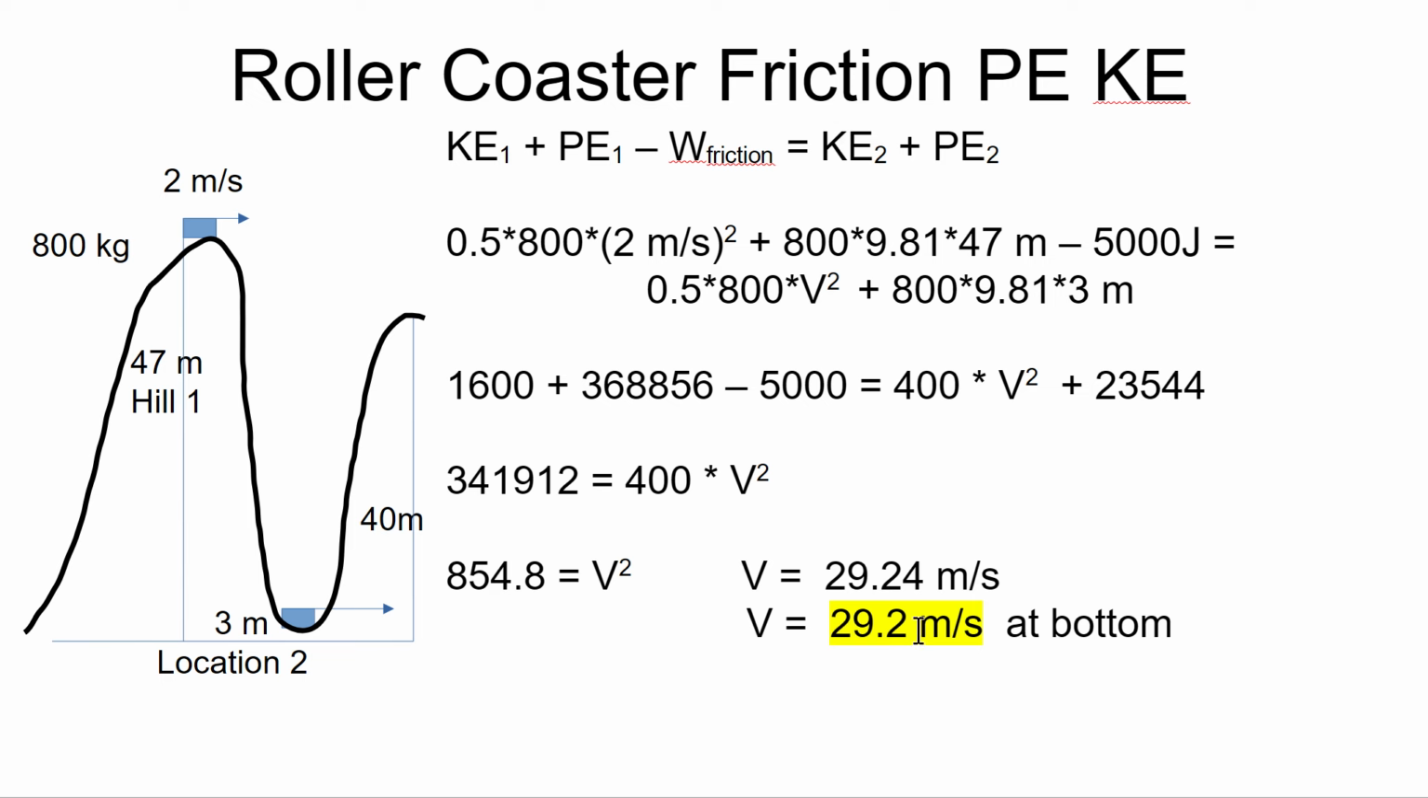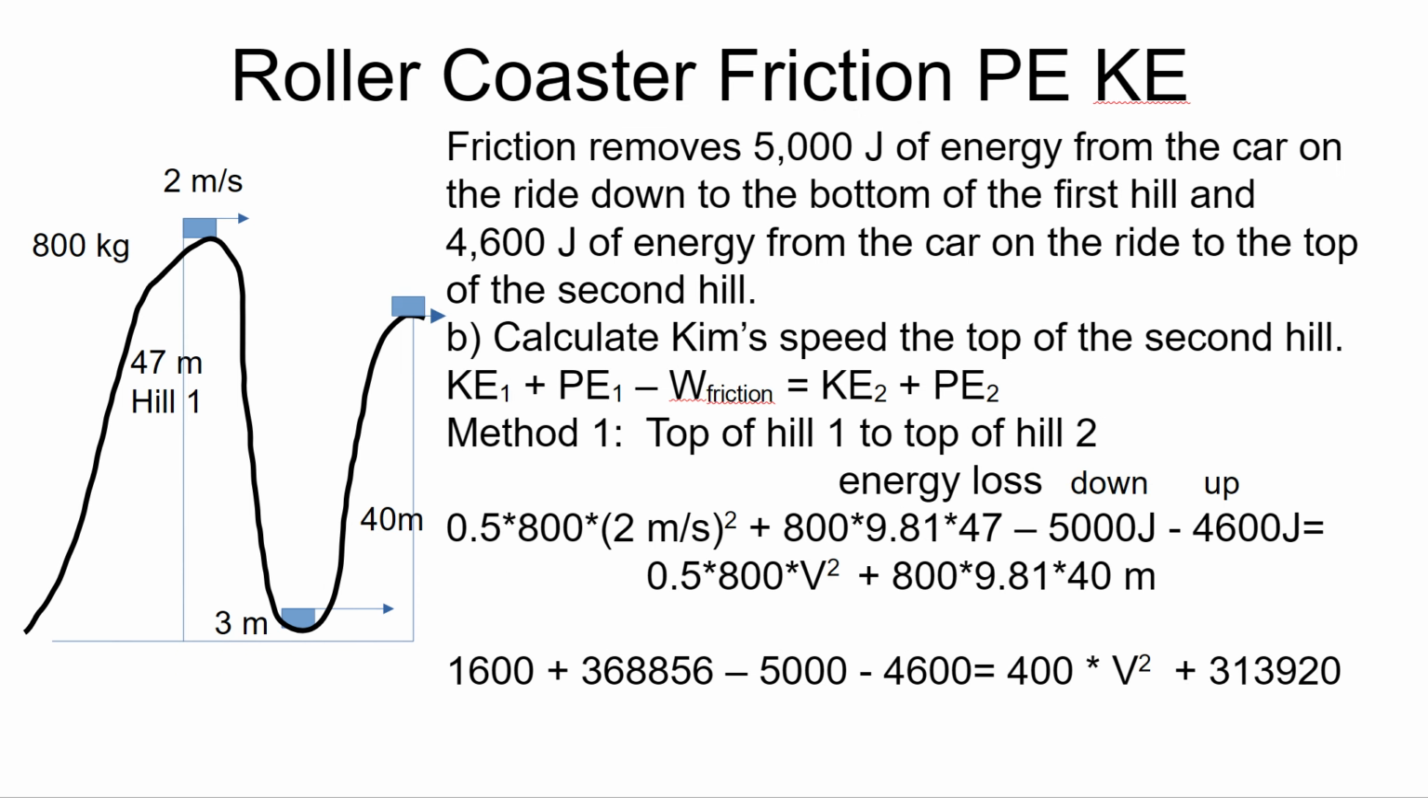I didn't do it, but divide here by 0.442 meters per second is 1 mile per hour. But considerable speed. It's a fun ride. So part B, we want to calculate the speed at the top of the second hill.